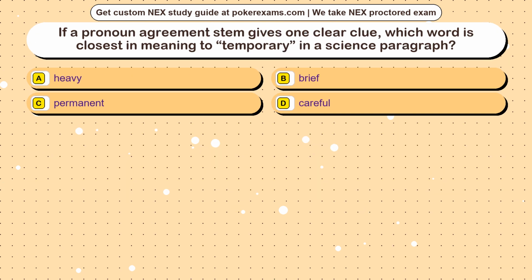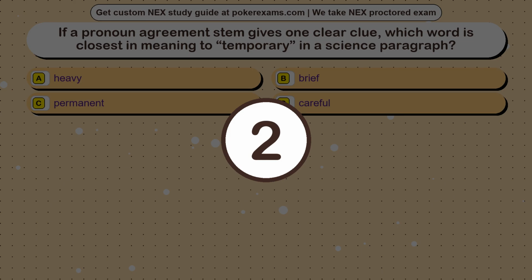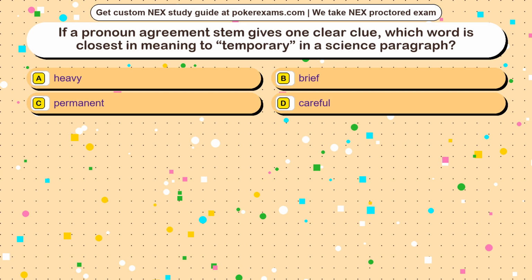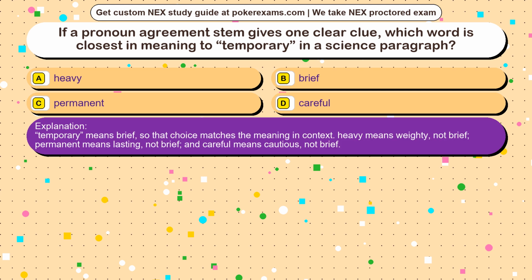Question 4. If a pronoun agreement stem gives one clear clue, which word is closest in meaning to temporary in a science paragraph? Option A, heavy. Option B, brief. Option C, permanent. Option D, careful. The correct answer is option. Temporary means brief, so that choice matches the meaning in context. Heavy means weighty, not brief. Permanent means lasting, not brief. And careful means cautious, not brief.